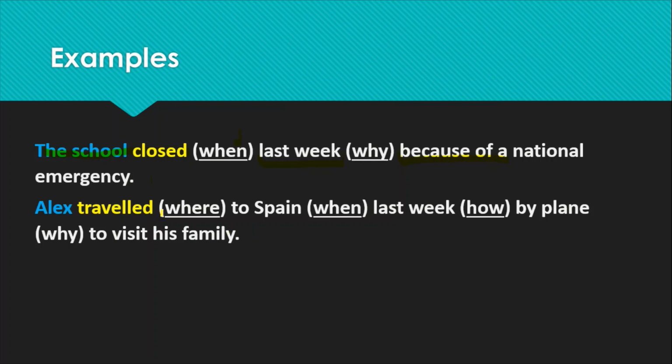The second example, Alex traveled. Of course, again, we have a complete sentence, subject and a verb. We can add the where. So we say Alex traveled to Spain. When did Alex travel to Spain? Alex traveled to Spain last week. How did Alex travel to Spain? Or I say Alex traveled to Spain last week by plane. Right, if you want to give even more information, even more meaning to the sentence, you can add the why, the reason. So you say Alex traveled to Spain last week by plane to visit his family.